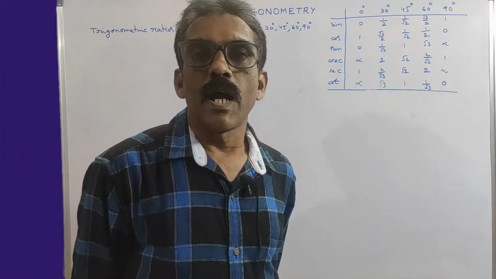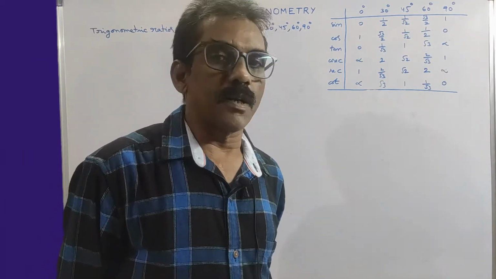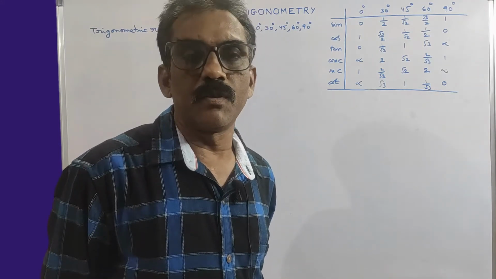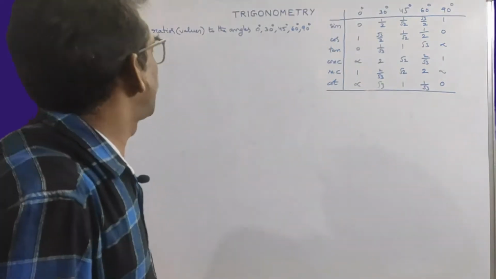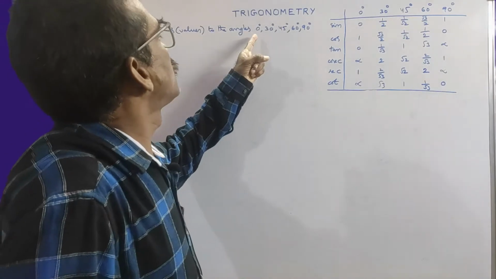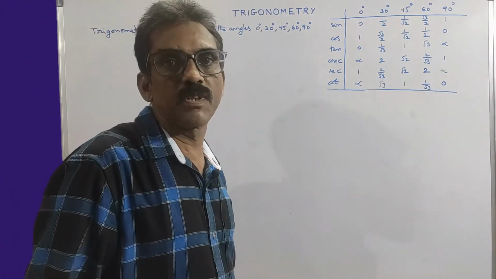In the last video, I explained the fundamentals of trigonometry, that means trigonometric ratios, with formulas. In this video, I want to explain trigonometric ratios, that means values, for the angles 0, 30, 45, 60 and 90 with proofs, that means with derivations.